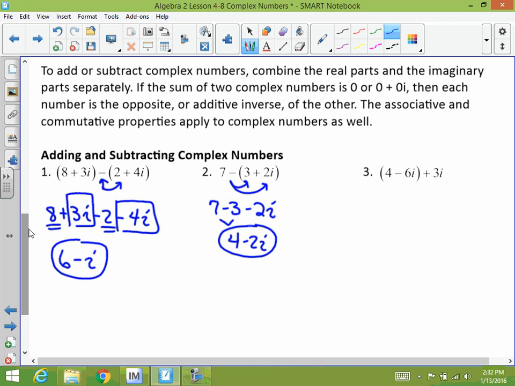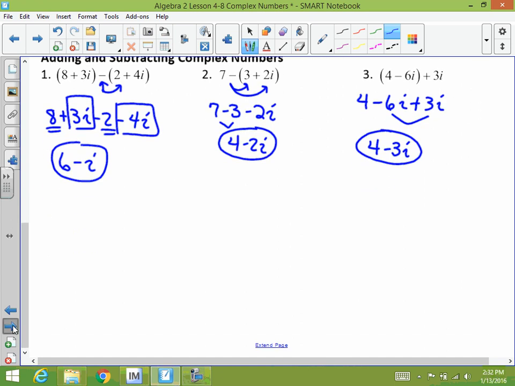4 minus 6i plus 3i. Those are my like terms. Negative 6i plus 3i is negative 3i, so this becomes 4 minus 3i. That's the end of that page.